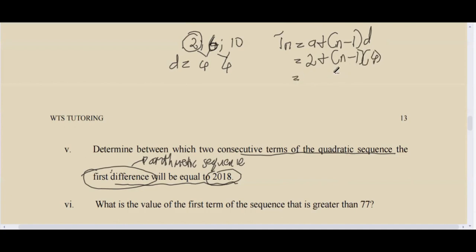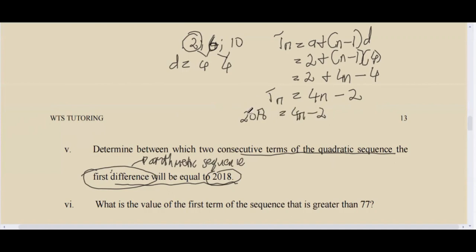So let's calculate here. We'll have 2 plus 4n minus 4. So this will give us 4n minus 2, right? So this will be the nth term for the arithmetic sequence, or the nth term for the first differences. Now, we want the two consecutive terms of the quadratic pattern whereby the first difference will be equal to 2018. So we're just going to go ahead and substitute 2018, because what needs to be 2018 is the first difference. So we have 4n minus 2.